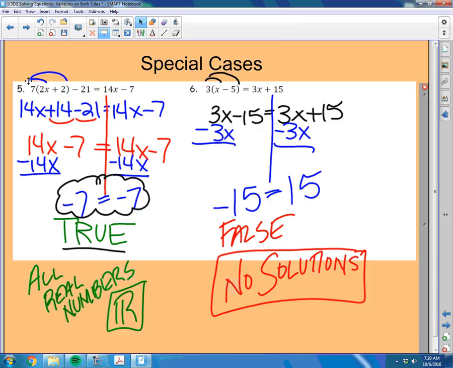So again, variables go away, true statement, all real numbers. Variables go away, false statement, no solutions.